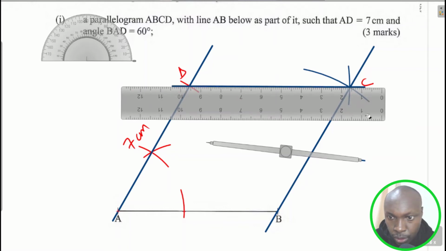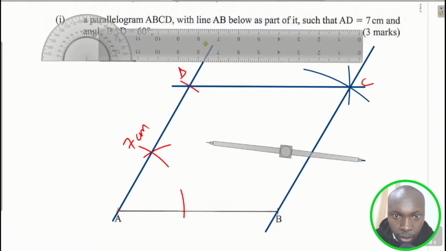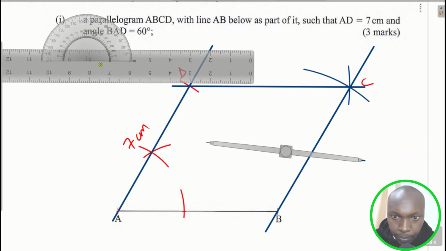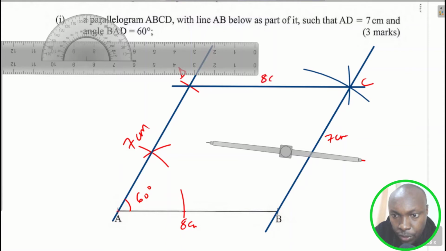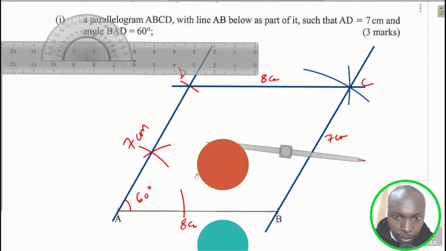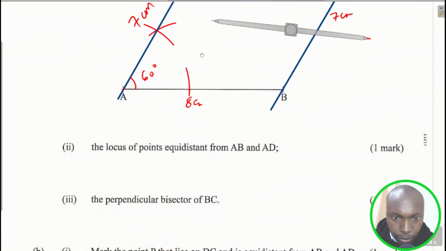So join DC like that. Now you have the complete parallelogram. This angle was 60 degrees, this angle was 60 degrees. This one we've measured 7 centimeters, and then this one is 8 centimeters, and this one is 8 centimeters. So it is complete. Everything is done in part 1, so let me go to the second question.